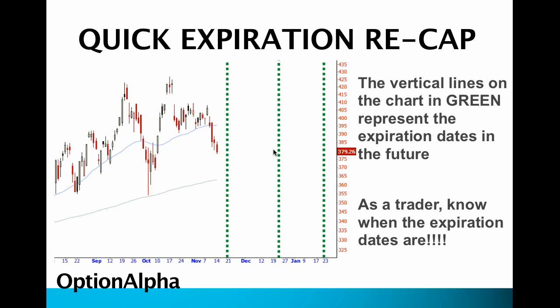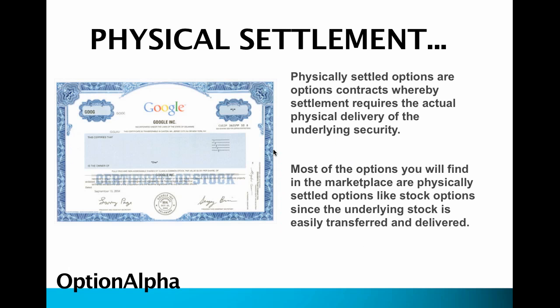which is physical or cash settlement. So if we talk about physical settlement first, what I have up here is actually a Google certificate for stock. Physical settlement is where options are settled requiring that the actual delivery of the underlying security is used. So for example, if you have a long call on Google and you exercise your option, then that requires that you actually get physical shares of Google. Now, again, you may not get the actual certificate sent to your house, but you'll get the shares delivered into your brokerage account, and now you'll be long 100 shares of Google at whatever strike price you had.